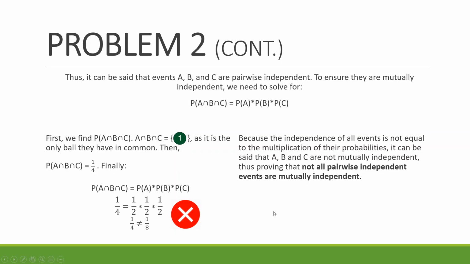So because we cannot ascertain that the probability of the intersection of all events is equal to the multiplication of the probabilities, we can say that events A, B, and C are not mutually independent. And therefore, we're proving here that not all pairwise independent events are mutually independent.